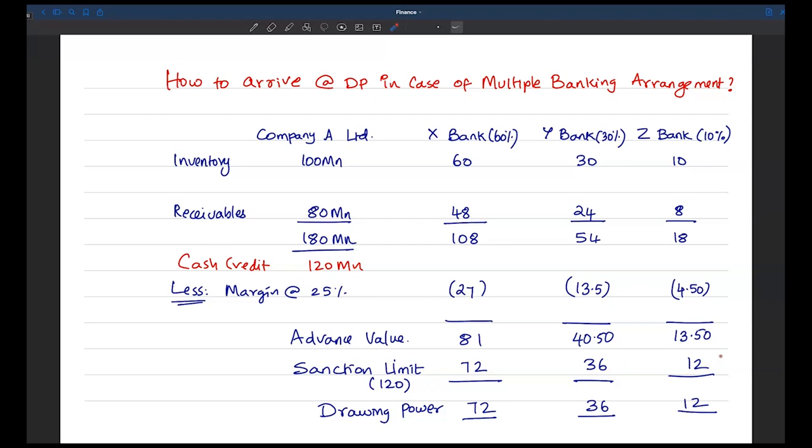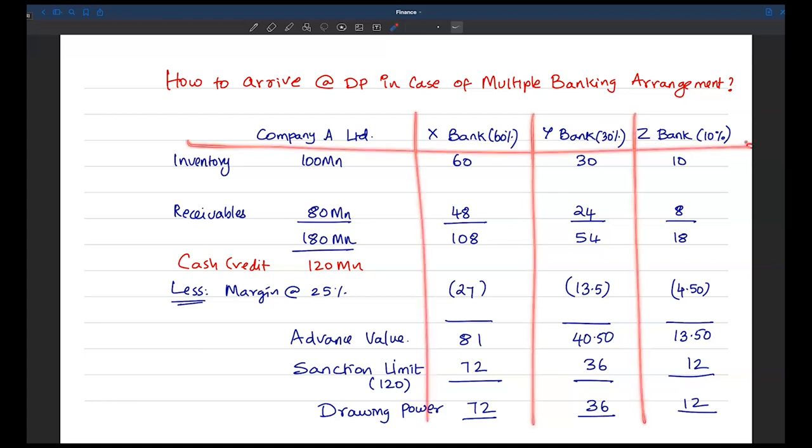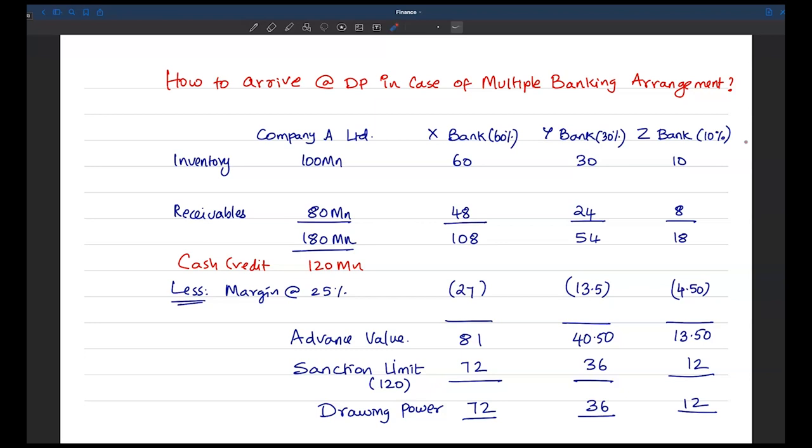And how do we arrive at the drawing power? Whichever is lower, 81 or 72, whichever is lower. So, for Bank X, the sanction limit itself is drawing power. Even though they have a higher advance value, only 72 can be considered. For Bank Y, whichever is lower, 36, and for Bank Z, whichever is lower, 12. So this is how typically we'll arrive at drawing power in case of multiple banking arrangement, and this is possible only when all the three banks are in a position to communicate with each other. They are able to moderate this.